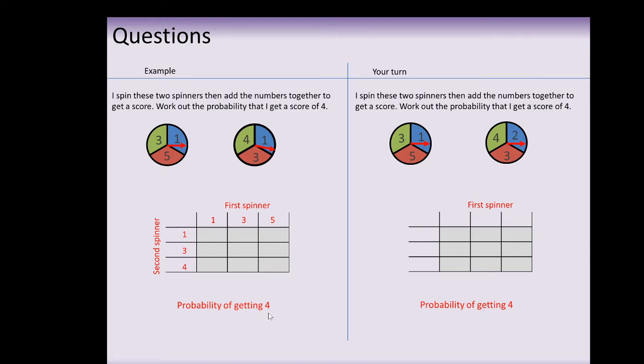How many of those then got the answer of 4? Well, that was the 3 and the 1, which made a 4. The 3 and the 1 made a 4, so that was 2 out of 1, 2, 3, 4, 5, 6, 7, 8, 9. So the probability of getting 4 is 2 out of 9.